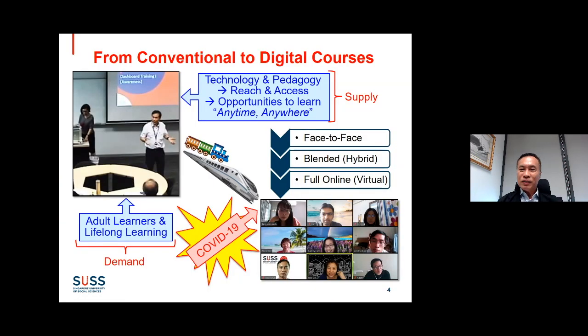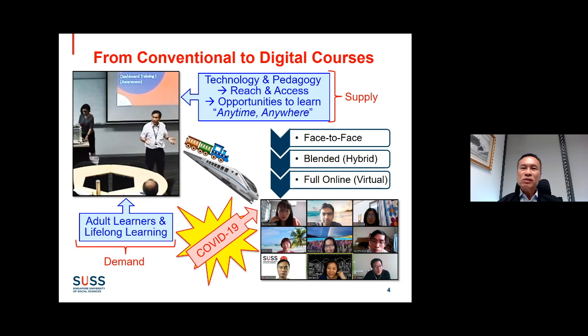In this slide here, you notice that I've got two photos, one on the top left side, the other one on the bottom right side. Now, the contrast in these two photos is quite obvious. If you look at the top left, we're talking about conventional classes, face-to-face physical classes. And right at the bottom on the right side, what we have is an online class, a virtual session, a digital course.